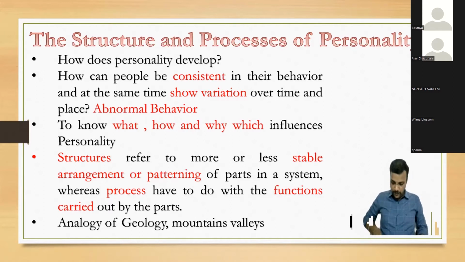See here, one analogy is given in our book, from geology: mountains and valleys. Mountains are structures. They are the final product. Mountains are formed, but how are mountains formed? Due to various pressures happening in the earth's crust. Because of those things, these mountains and valleys are forming, right? So to get one structure, there is one process. It is given in the next slide, I guess.